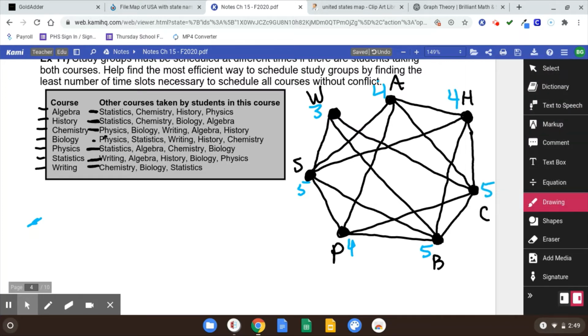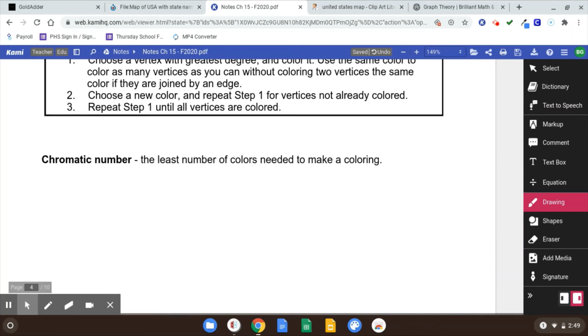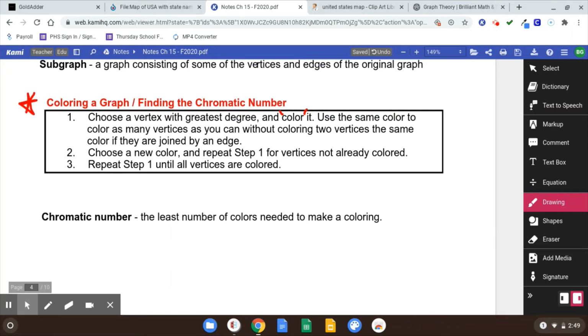So I'm going to, what does it say? It says, choose a vertex with greatest degree and color it, quote unquote. Use the same color to color as many vertices as you can without coloring two vertices the same color if they're joined by an edge.